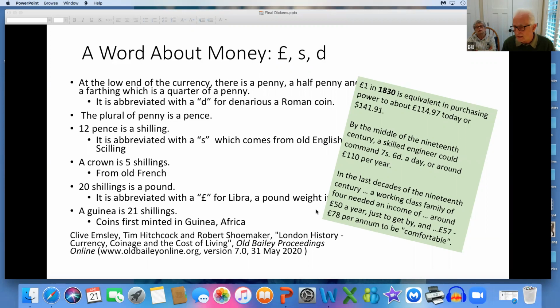And by the middle of the 19th century, a skilled engineer would get about 110 pounds a year. So that's what that level of professional would make. If you had a family of 4 and you had 50 pounds a year, you could kind of get by. If you had anywhere from 57 to 78, you're kind of comfortable. Round it up again, give it a little extra. So if you think 100 pounds a year, a family of 4 can live on that. So that's the main takeaway here.